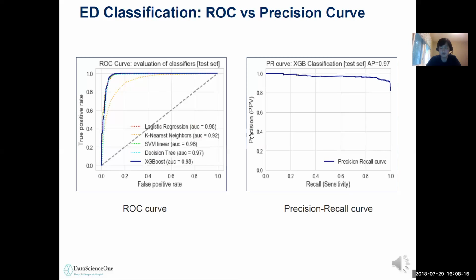And the second figure, the precision-recall curve of the XGBoost classifier, suggests that the average precision is 0.97, meaning that about 97% of the time, the model is actually good at making ED admitted predictions from the total number of actual ED admitted cases.